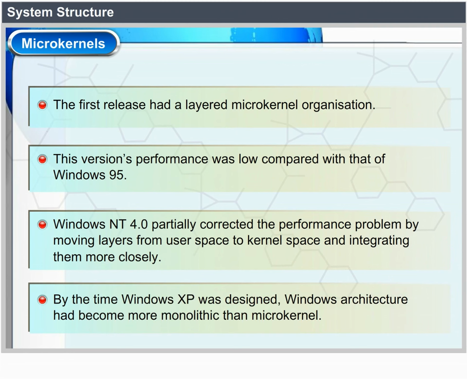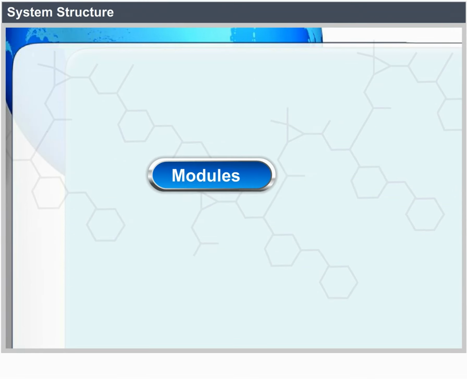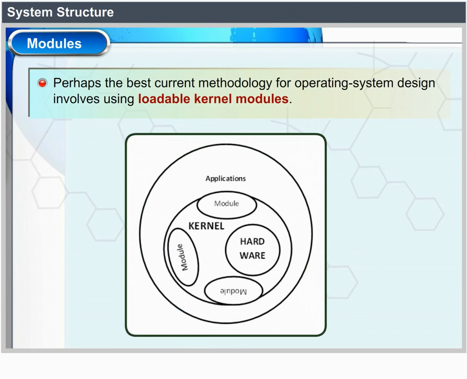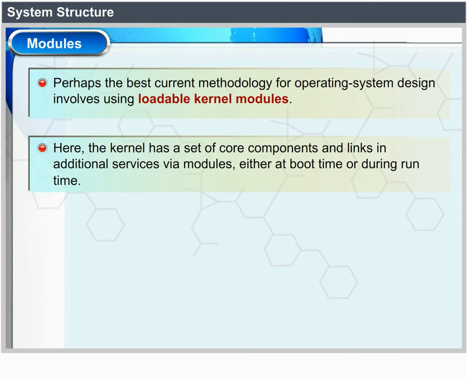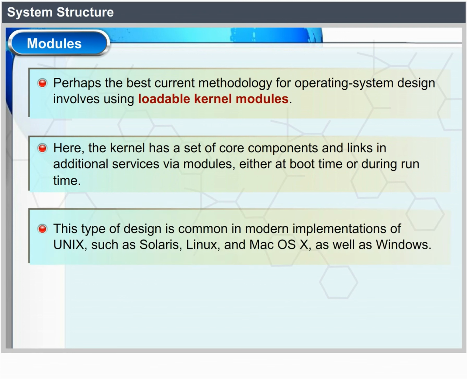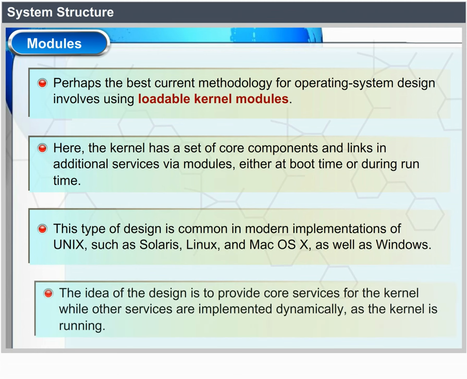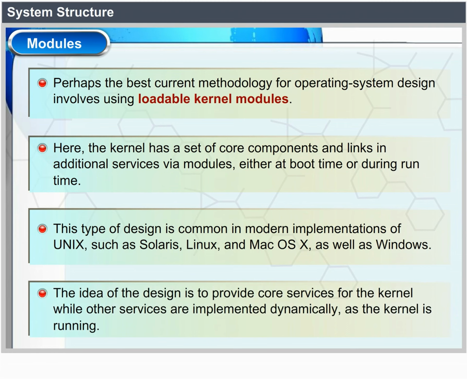Modules. Perhaps the best current methodology for operating system design involves using loadable kernel modules. Here, the kernel has a set of core components and links in additional services via modules, either at boot time or during runtime. This type of design is common in modern implementations of Unix, such as Solaris, Linux, and Mac OS X, as well as Windows. The idea of the design is for the kernel to provide core services while other services are implemented dynamically as the kernel is running.